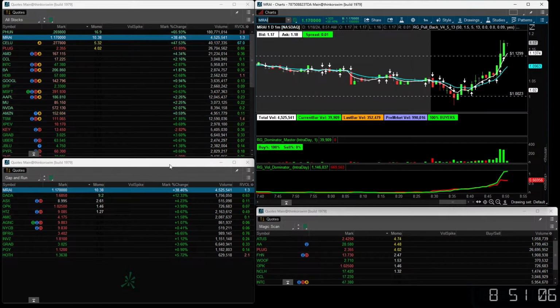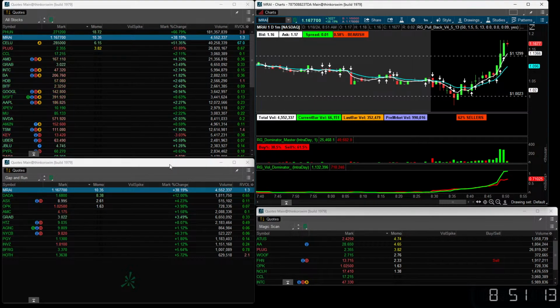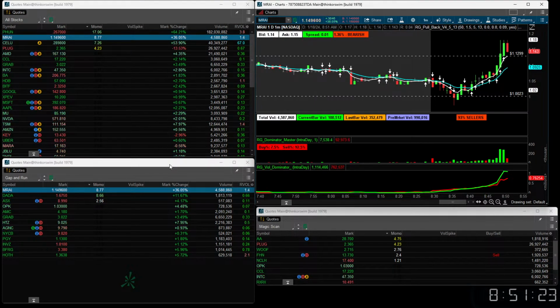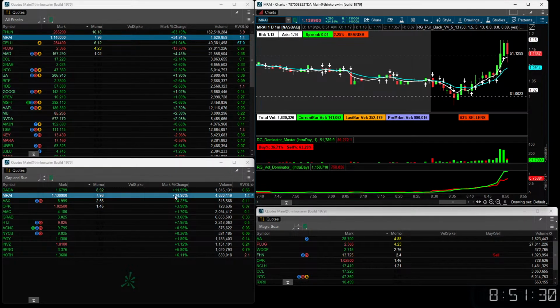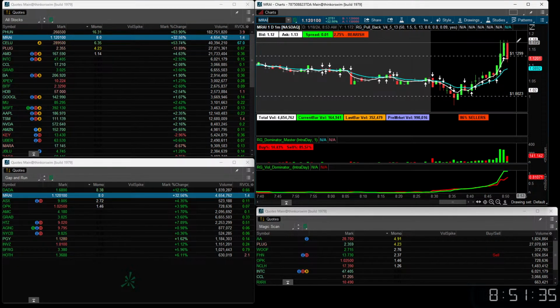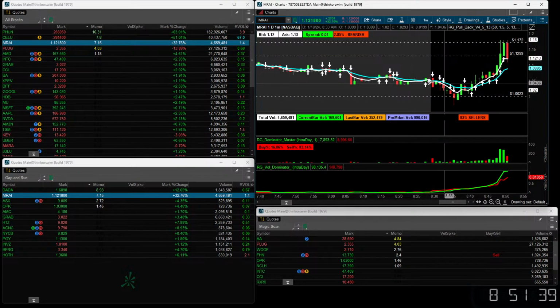We are currently on MRAI already. The SPY is slowly dumping. You can mark out your pullback here. Maybe it's going to be a pullback. Maybe it's not. Let's see if we can hold above this $1.12.